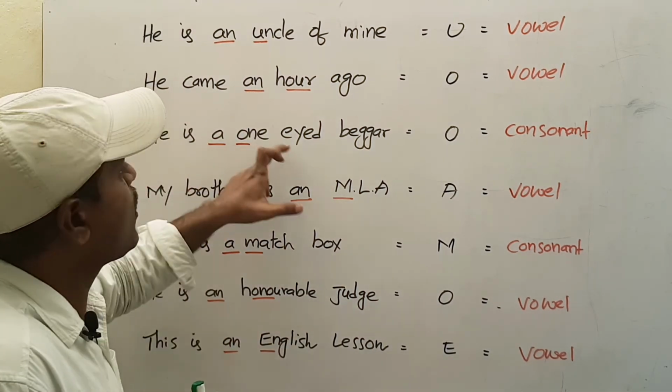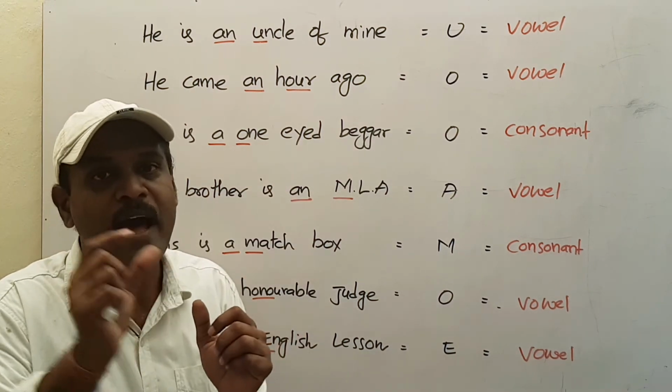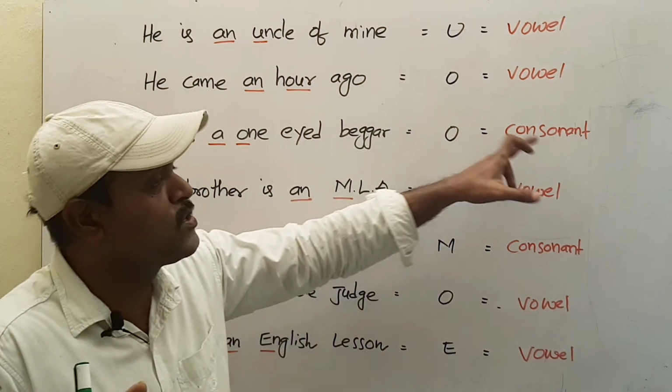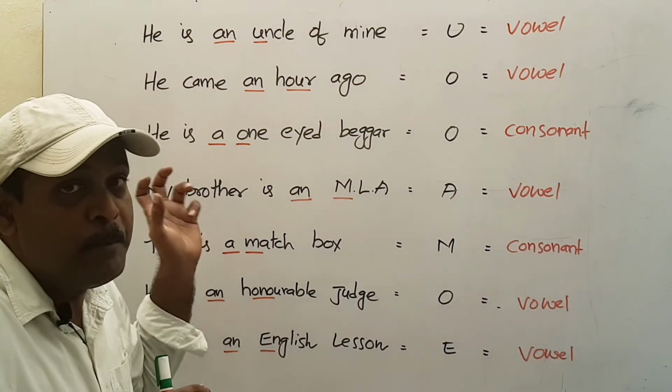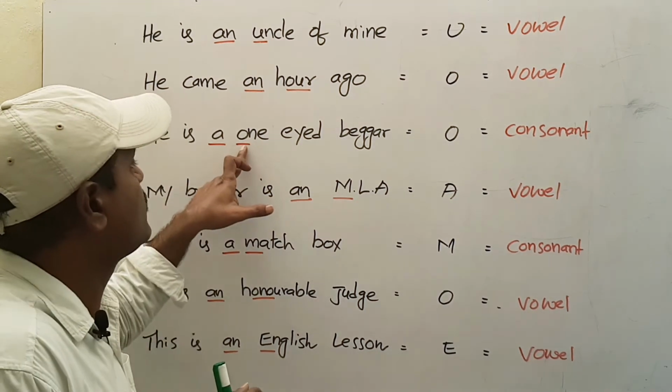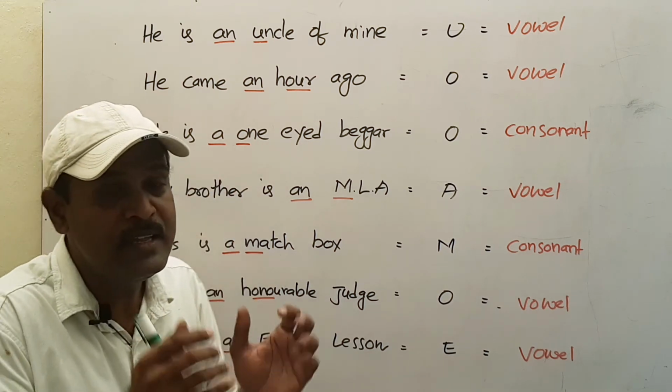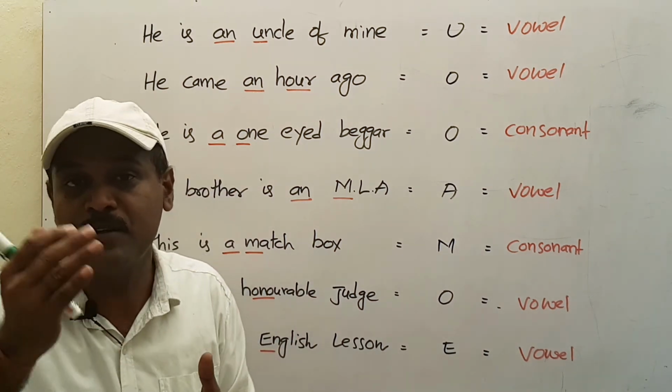He is a one-eyed beggar. One-eyed beggar. Wa, it is a consonant sound. That's why we have to keep a before one. But it is starting with a vowel letter. Here, the sound is so important, but not the letter.